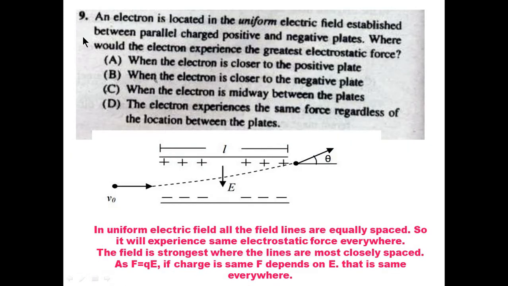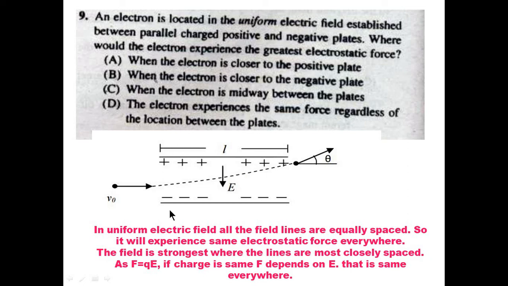Now question 9. An electron is located in the uniform electric field established between parallel charged positive and negative plates. Where would the electron experience the greatest electrostatic force? When closer to the positive plate, closer to the negative plate, when the electron is midway between the plates, or when the electron experiences the same force regardless of the location between the plates.